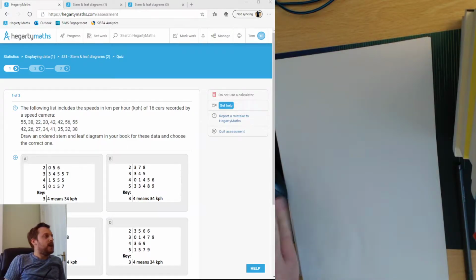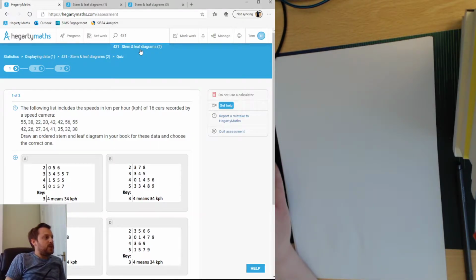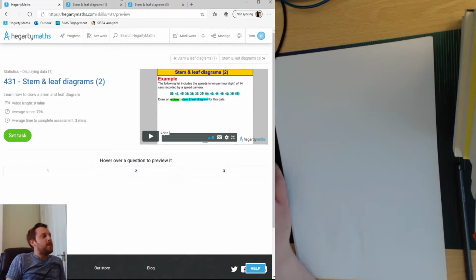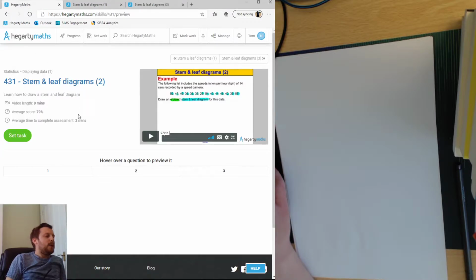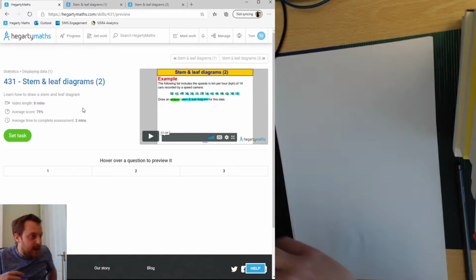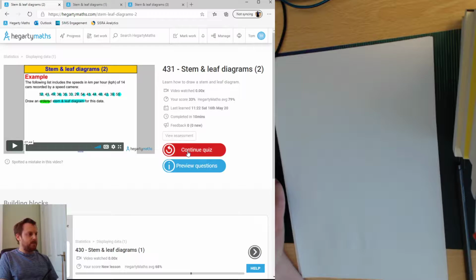And so what I'm going to do is start by looking at Hegarty task 431, which is stem and leaf diagrams 2. It might seem strange to start with that one instead of stem and leaf diagrams 1, but I think it makes more sense to explain what a stem and leaf diagram is by taking some data and putting it into the diagram. So I'm just going to do one question from the quiz, and through that try to explain what a stem and leaf diagram is.